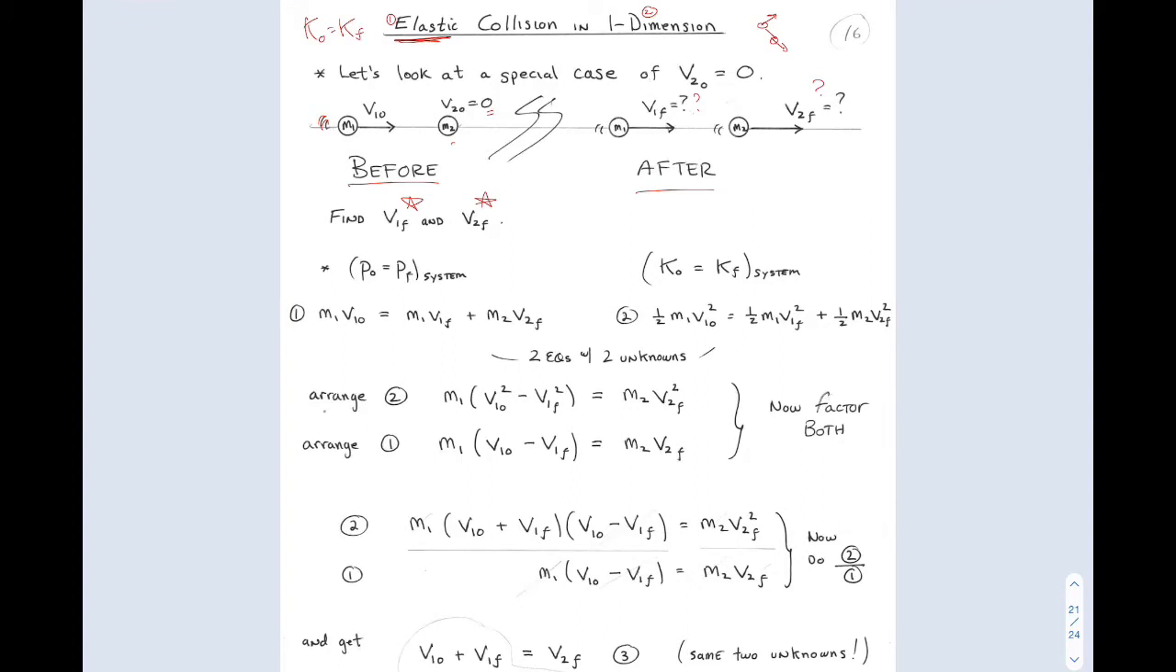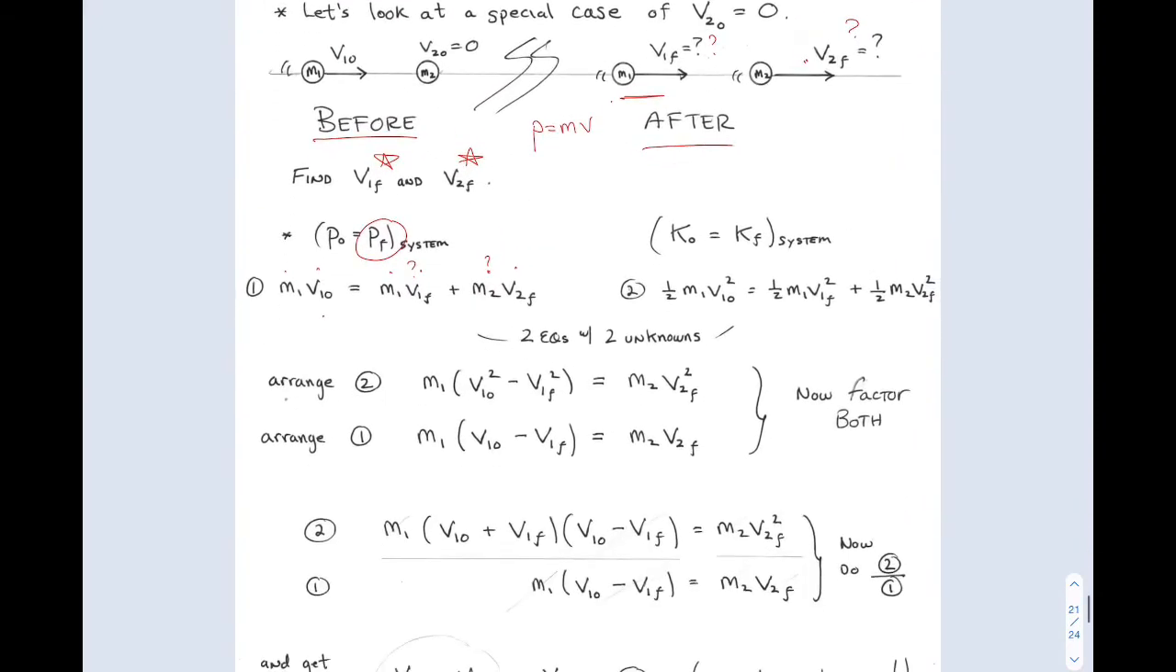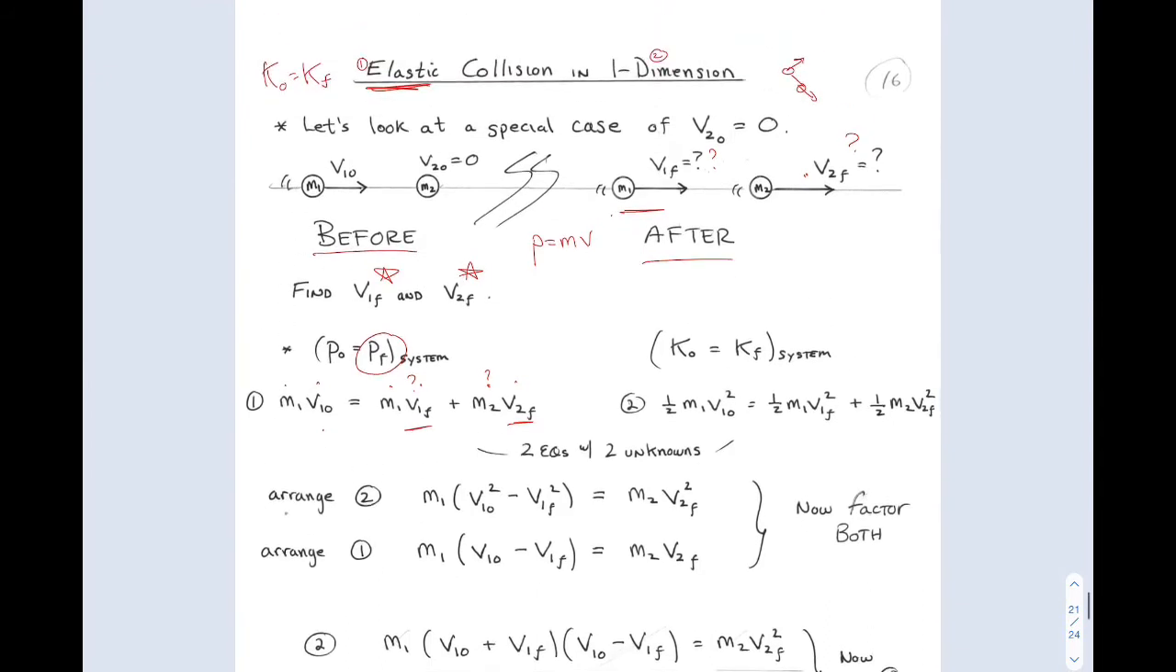So I'm going to conserve momentum for my system. My system is these two masses up here. Initial momentum is just number 1. Remember, momentum is mv, so initial momentum is m1 v1 initial. Final momentum is I have number 1 moving, m1 v1 final, and number 2 moving, m2 v2 final. Here are my two unknowns. So I have one equation, two unknowns, and I need another equation.